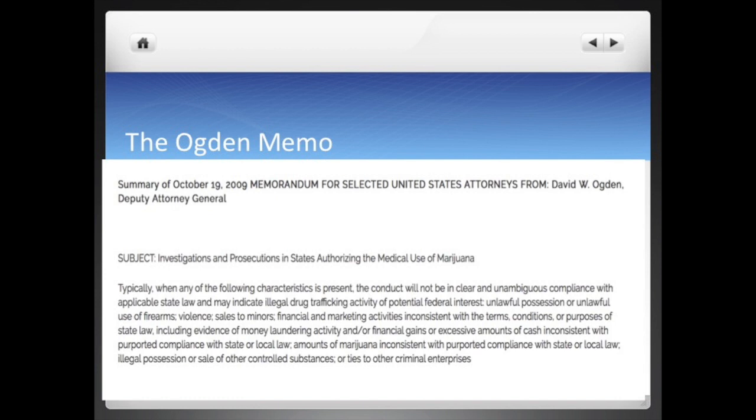Unlawful possession or unlawful use of firearms, violence, sales to minors, or financial and marketing activities inconsistent with the terms, conditions, or purposes of the state law, including evidence of money laundering activity and/or financial gains or excessive amounts of cash inconsistent with purported compliance with state or local law, amounts of marijuana inconsistent with purported compliance with state or local law, illegal possession or sale of other controlled substances, or ties to other criminal enterprises.